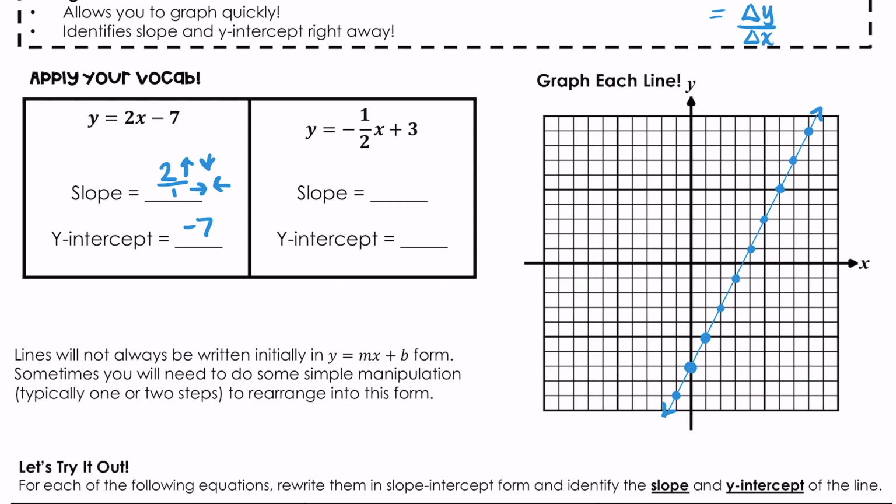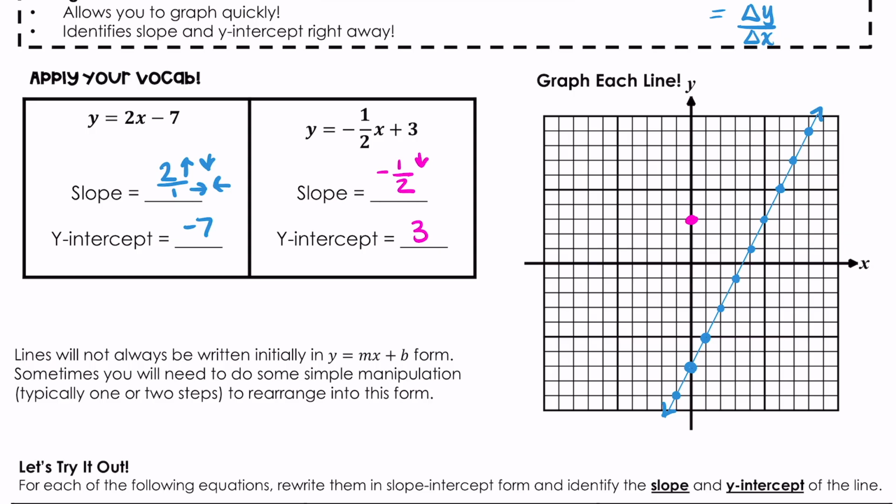Now if I look at the other one, that one's a little more fun, if you ask me. I have y equals negative 1/2 x plus 3. The first thing I need to do is find my slope, which is the number attached to x. So it's negative 1 over 2. And my y-intercept is a 3. Again, the first thing we do when we're graphing is plot our y-intercept. So I'm going to plot a point right at 3.